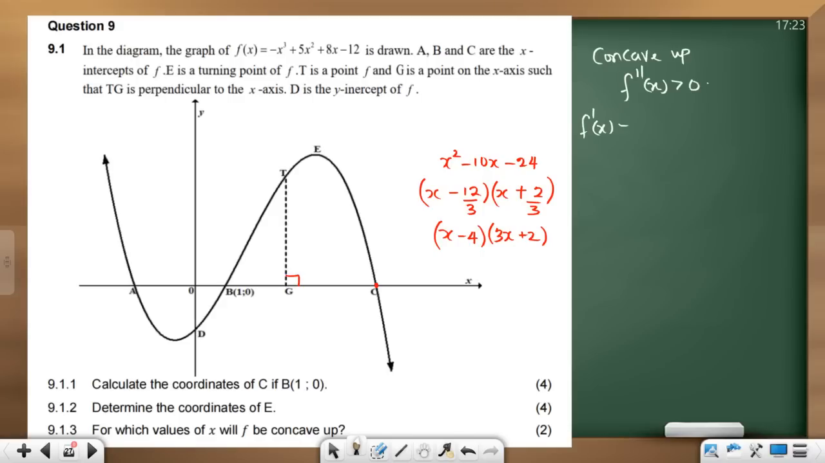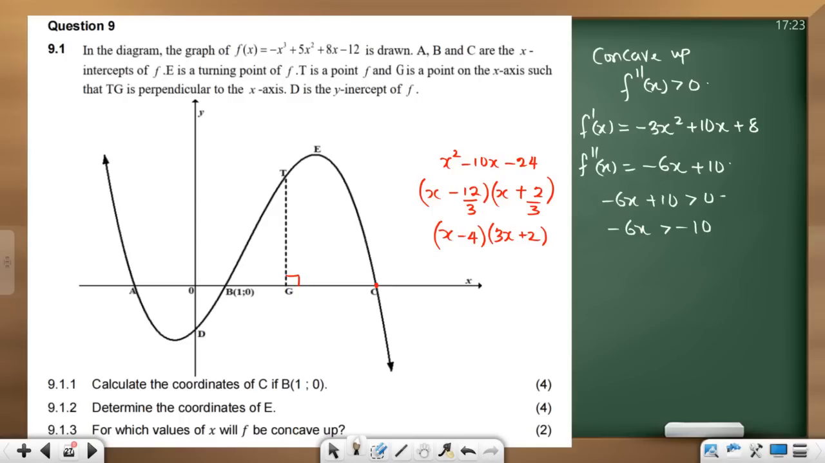Do we have f prime? Yes, we do. We said it's negative 3x squared plus 10x plus what? 8. Now, let's derive the second time. Negative 6x plus 10. Now, that should be what? Greater than 0.